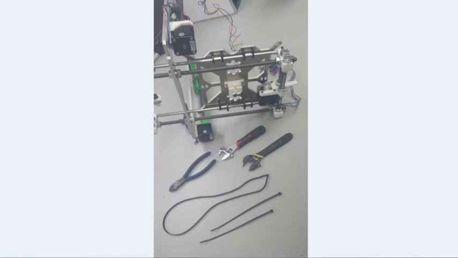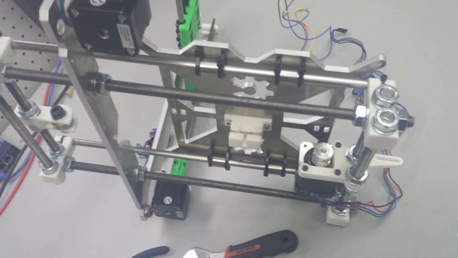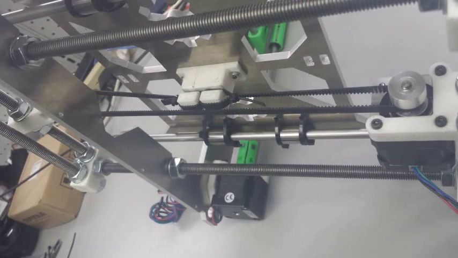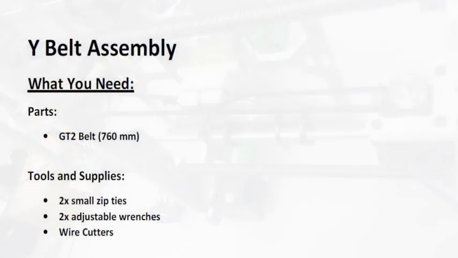Welcome to video number 14, the Y-belt assembly. In this video, we are going to run the Y-belt and then fix it in place, just like we did with the X-belt in the previous video. Once we are finished here, then we will have full motion between the X-axis and the Y-axis.